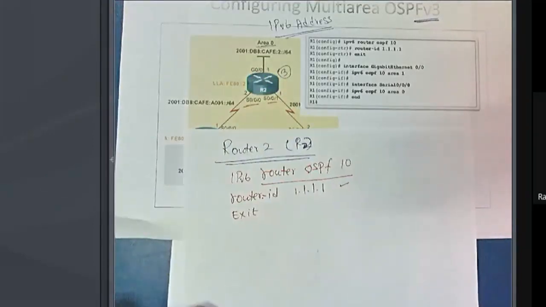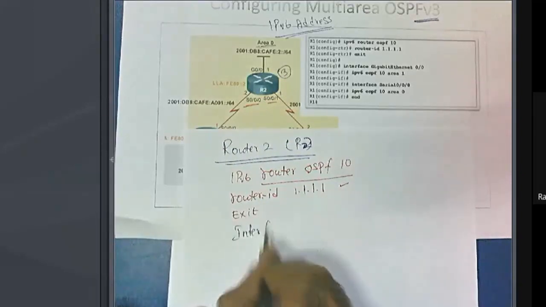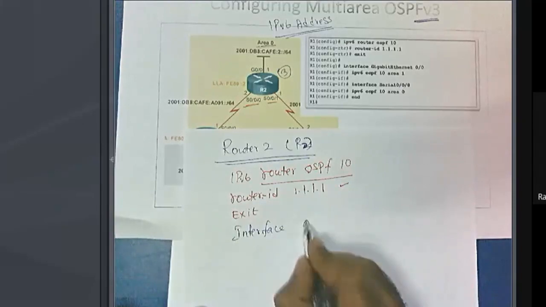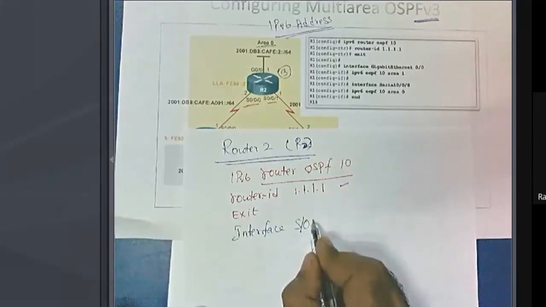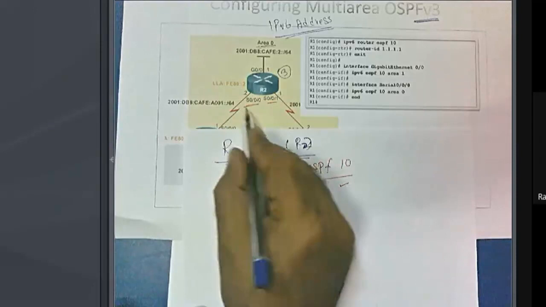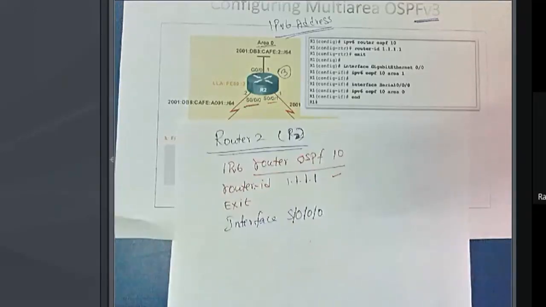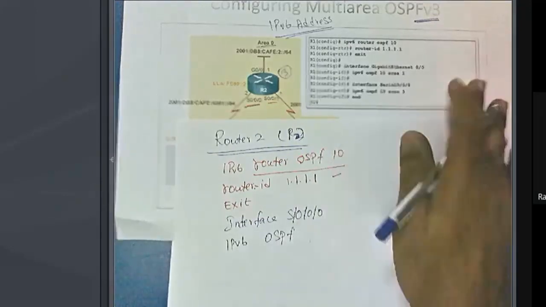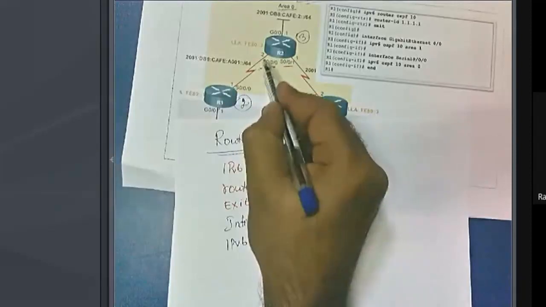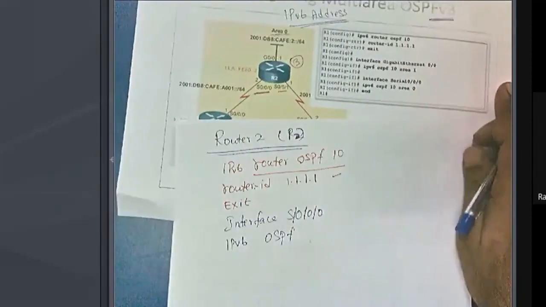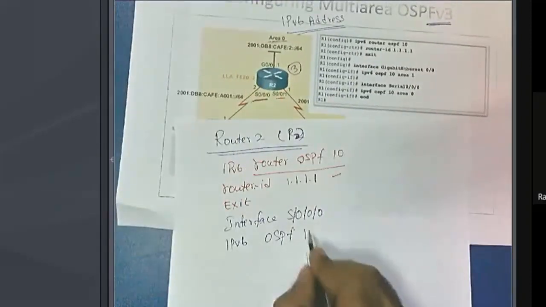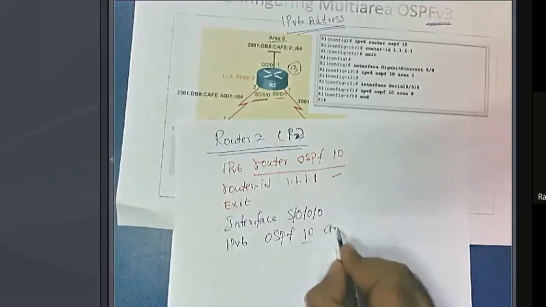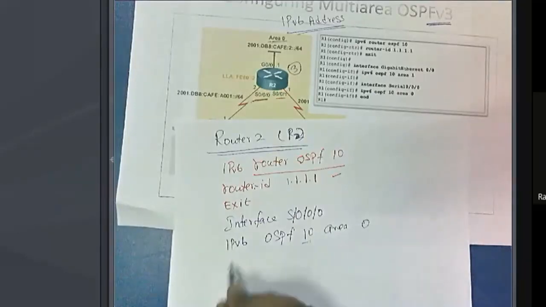So first interface, I'm going for the first interface. Interface serial 0/0/0. Now here what I'm going to do, I'm going to write IPv6 OSPF. Okay, what is the area? So this is available in area 0. So area, okay, sorry, OSPF 10. Process ID is 10. Area 0. Finished. Exit.